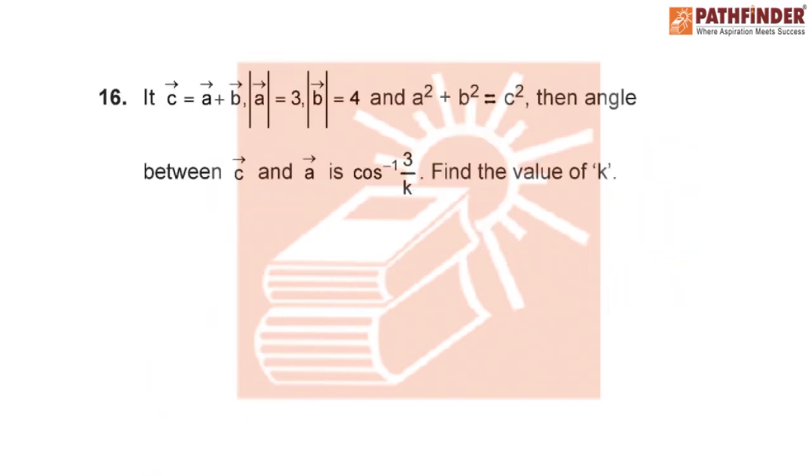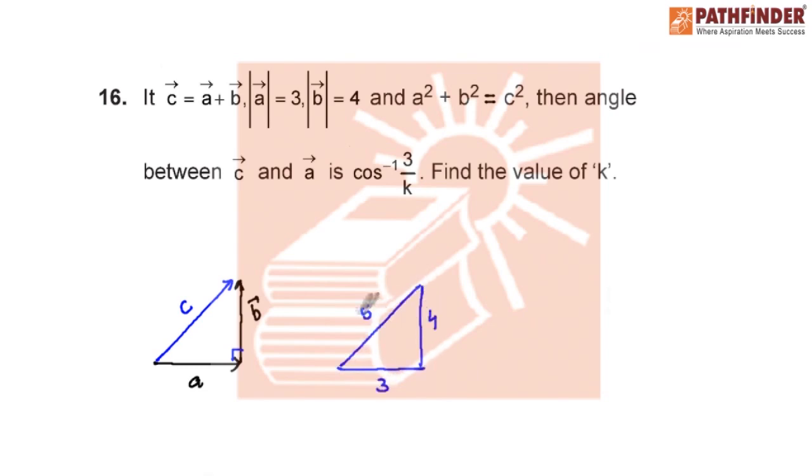Let us move to question number 16. Question number 16 is a single integer type question. It is saying if C vector is equal to A vector plus B vector, magnitude of A is 3, B is 4, and A square plus B square is equal to C square, then the angle between C and A is. So we can say that this be A vector, this be B vector, then both must be perpendicular to each other to obtain a C vector like this. Now if these are 3 and 4, then this is definitely going to be 5, and vectorially this is how we represent them.